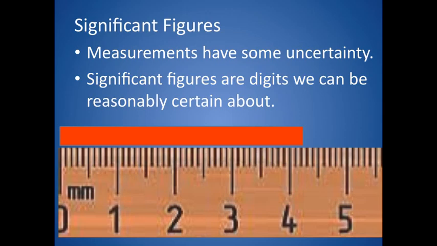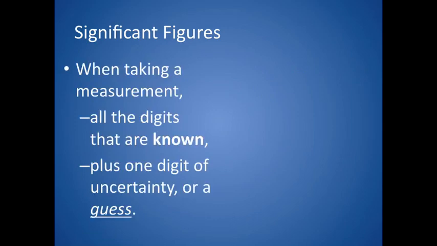If you think it's a little bit past and maybe 4.21, that'd be kind of the guess. You're sure it's at 2, but then after that, that's where your uncertainty is. So when you take a measurement, you always want to have that one digit of a guess. And so we'll look at that in a little bit more detail here.